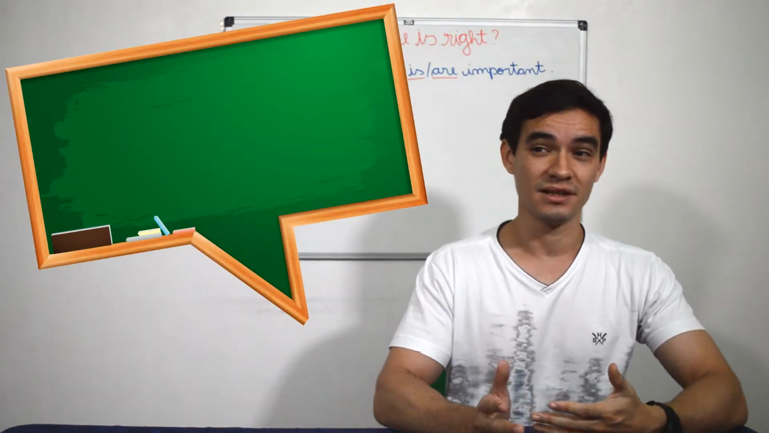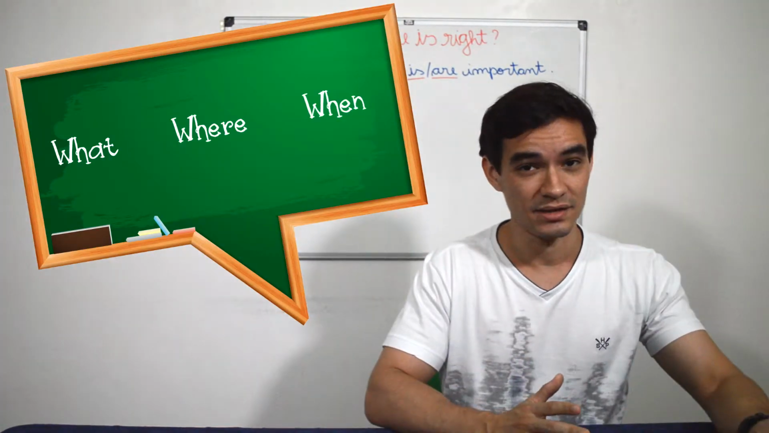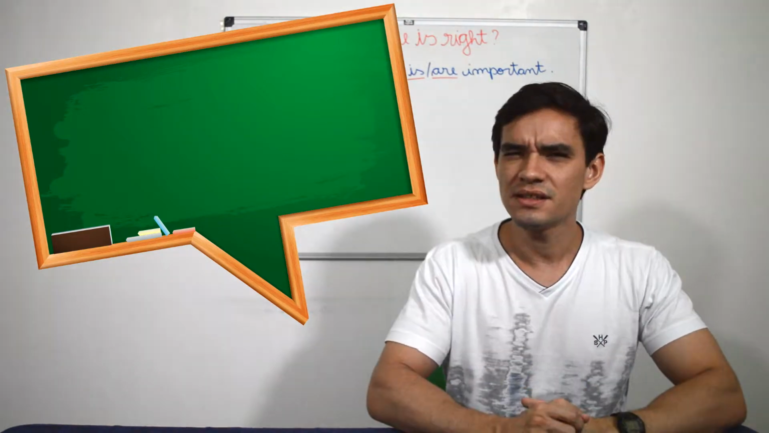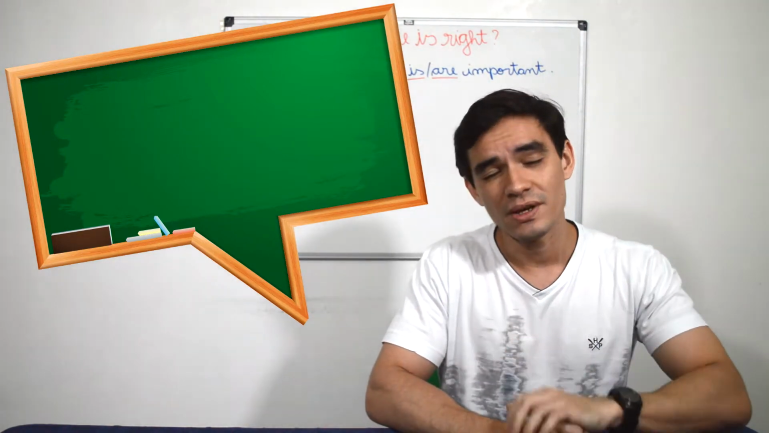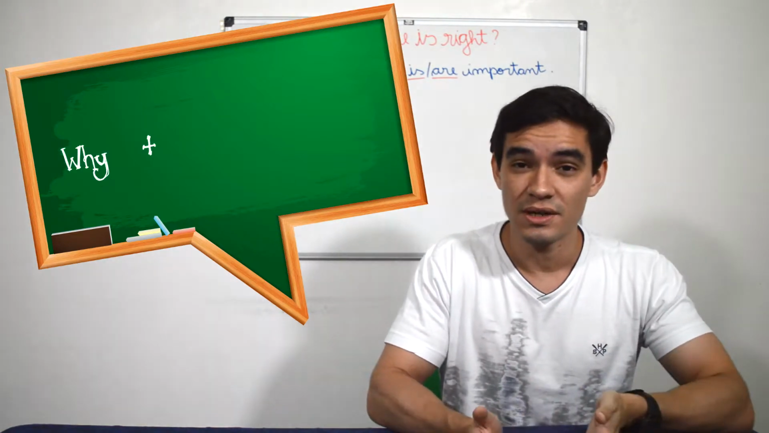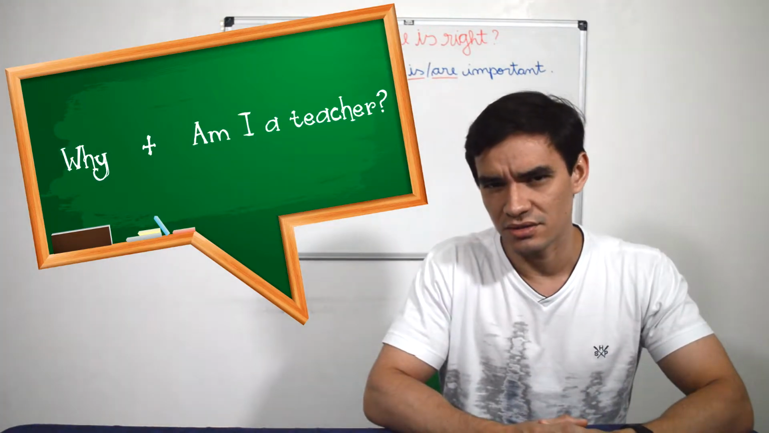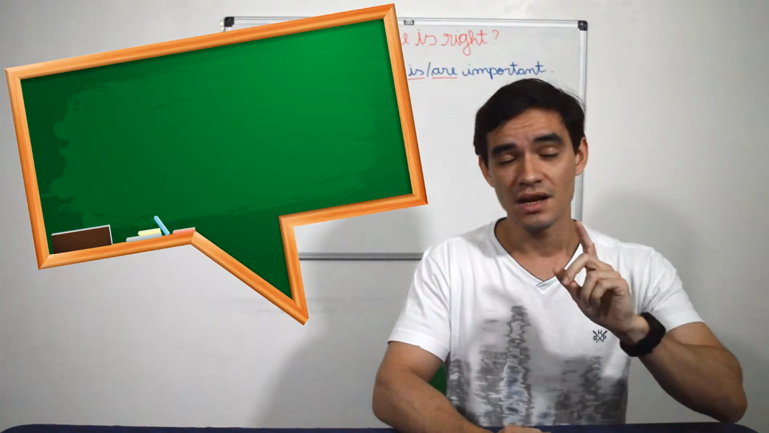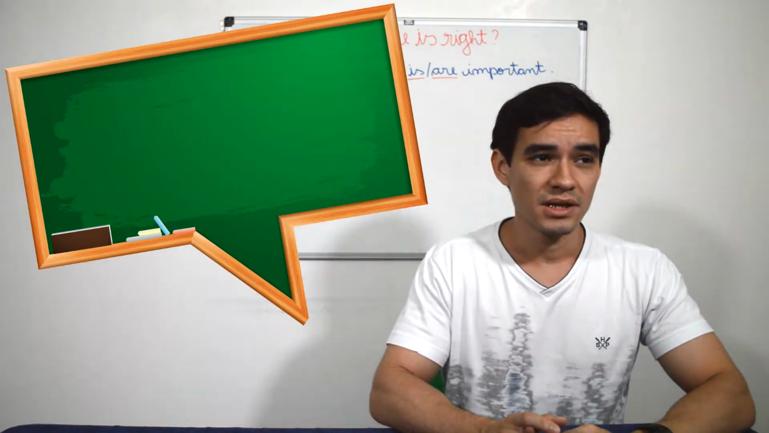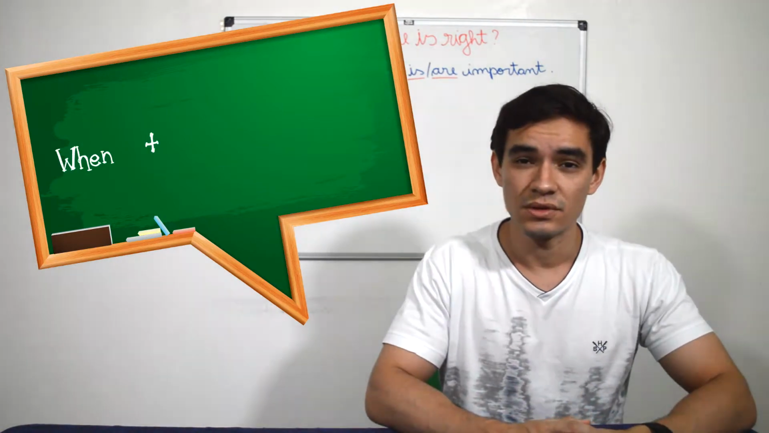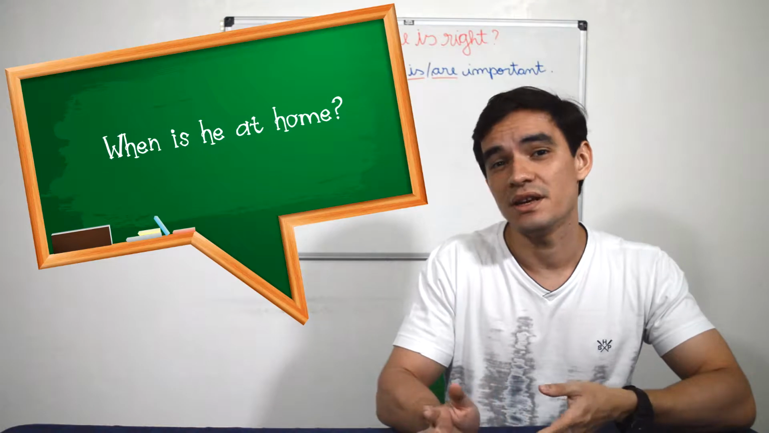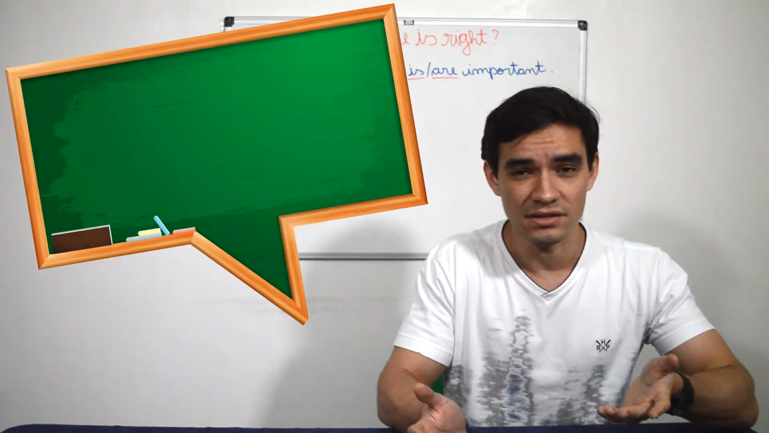But before we continue, remember that we said in our previous video that it's possible to add words like what, where, when, etc. Here you can do the same thing. Let's see some examples. If we add why to the question, am I a teacher? I'll have, why am I a teacher? Another example, putting when before is he at home, we'll have when is he at home. Easy, right?